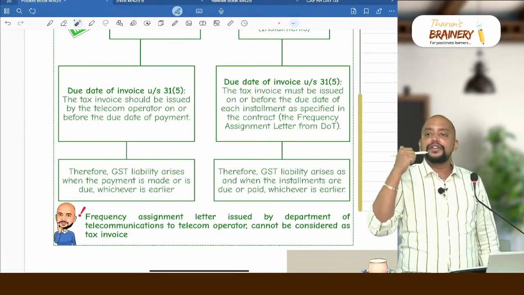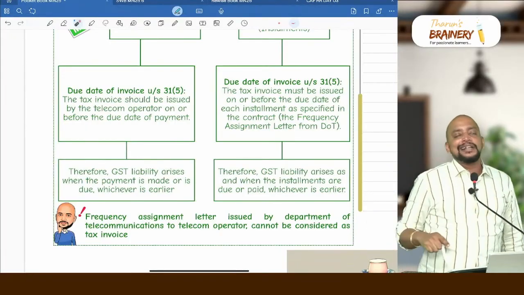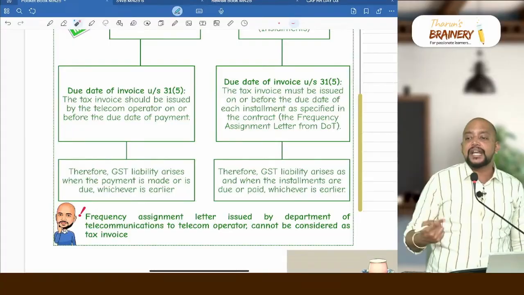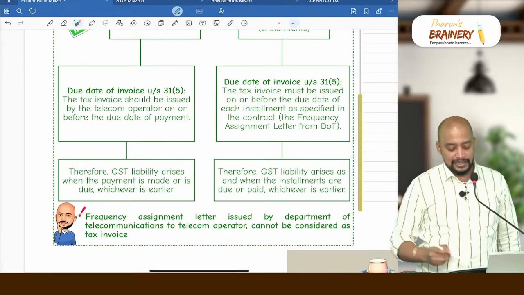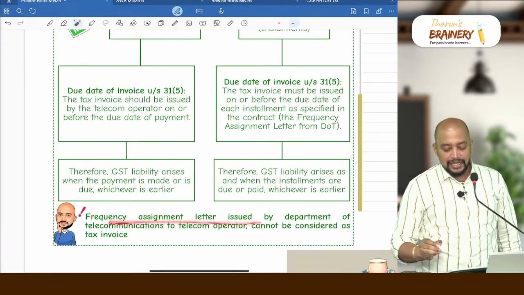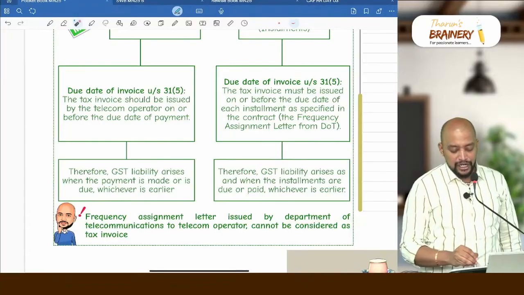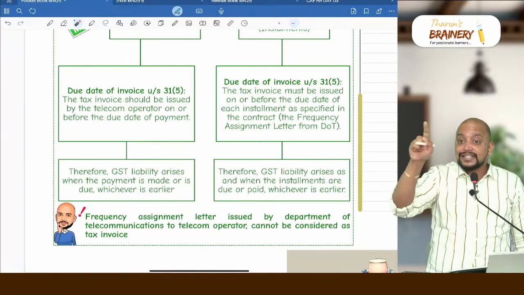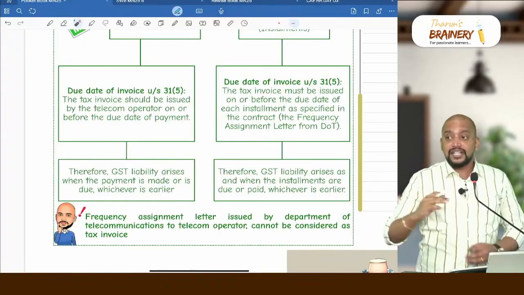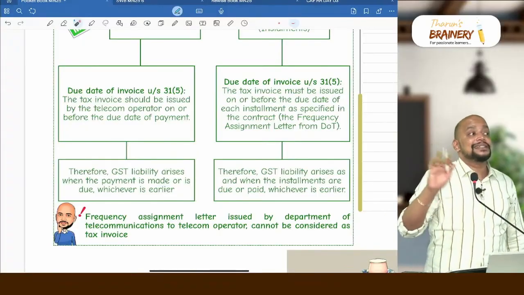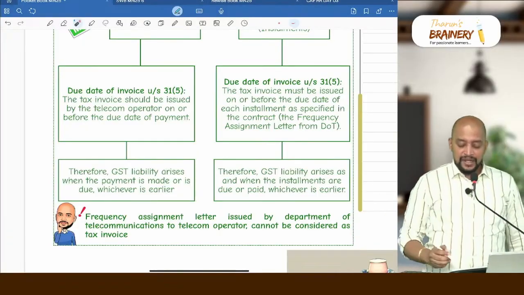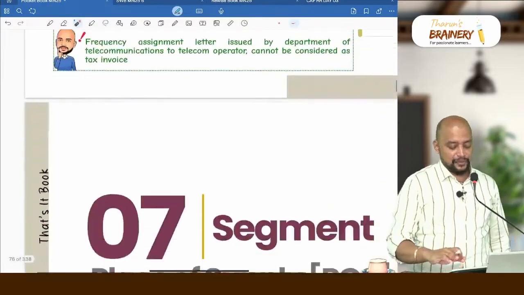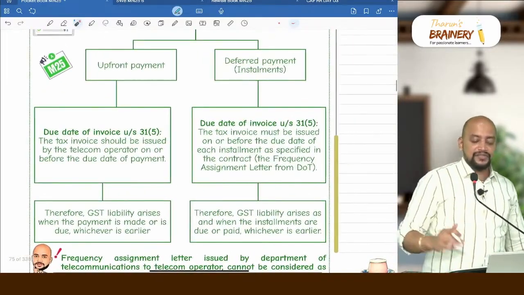Okay. How do we know the installment date? There will be something called as frequency allotment letter. Frequency assignment letter issued by Department of Telecommunication to telecom operator. There we will get the installment date, but that is when it should be paid. Don't consider that as the invoice. Cannot be considered as tax invoice. That's it. With that, the time of supply is over.